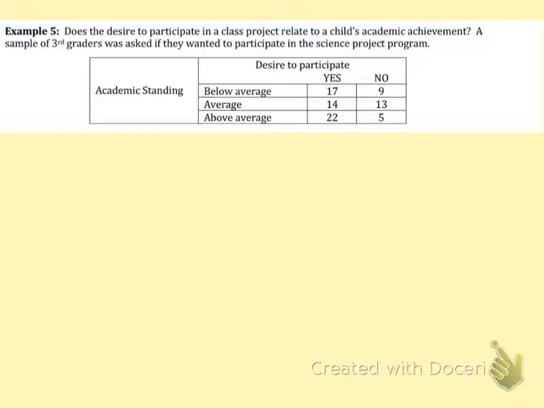So notice that we've got two variables here. We have an academic standing, which is below average, average, or above average, and then desire to participate, which is yes or no. So we have two categorical variables, and we have a contingency table where those variables are given in counts. And we are looking to see whether or not these two variables are related. So this is a chi-squared test for independence.